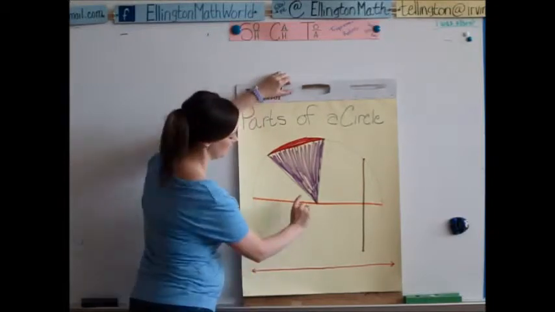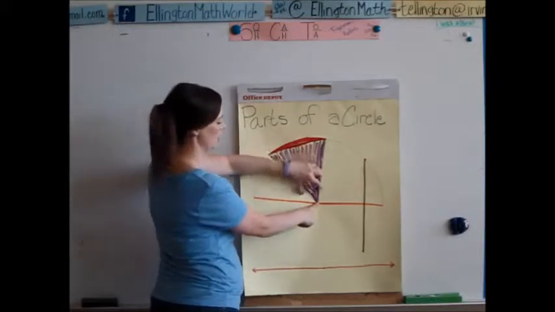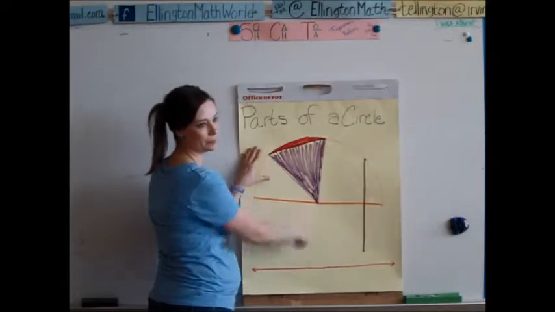Central angle is this angle right here. So we have a point from the center of the circle, we make an angle. A central angle is that angle right there, made by 2 radii.